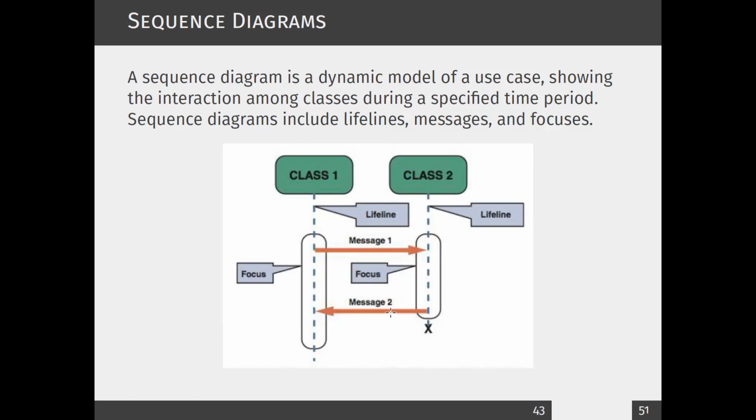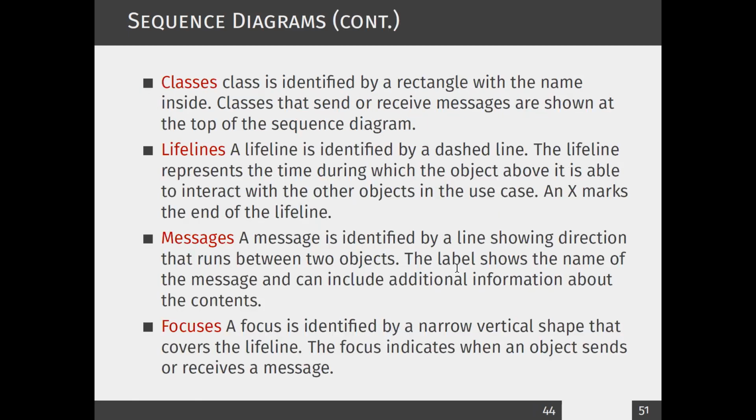We have two classes, class A and class B. The dashed line is a lifeline, and then you have a focus. In more detail, we can identify classes using a rectangle. And the classes that send or receive messages are shown at the top of the sequence diagram. The lifeline is indicated by the dashed line, and it represents the time during which the object above is able to interact with the other objects.